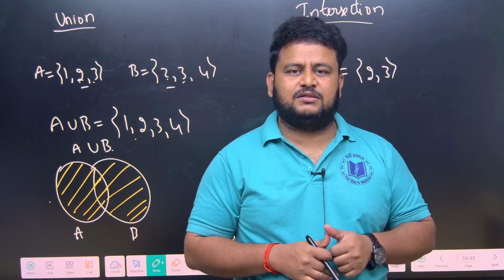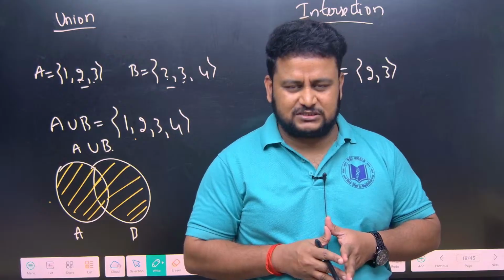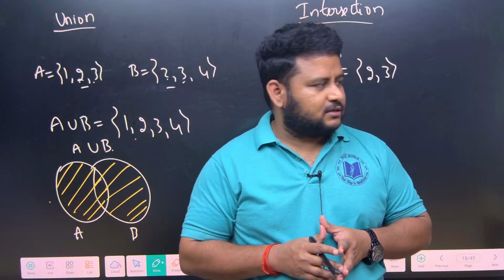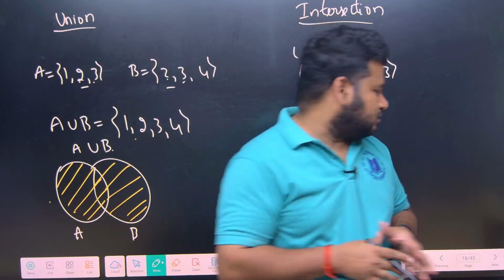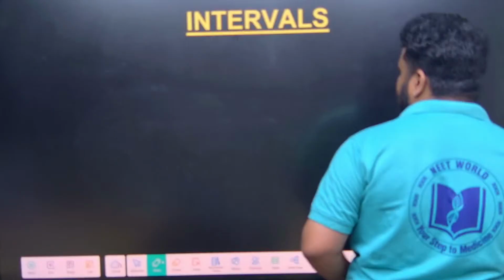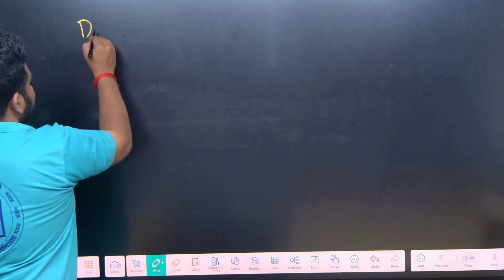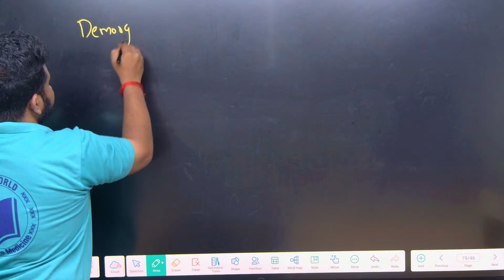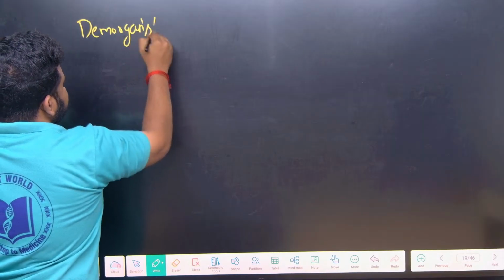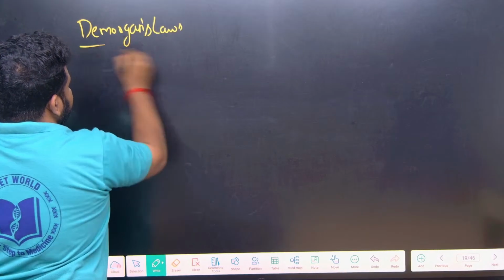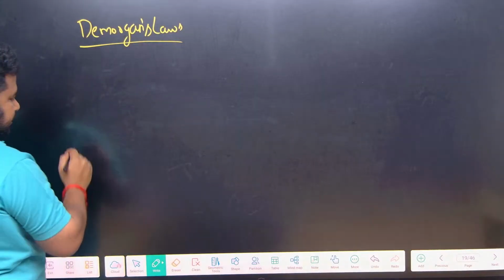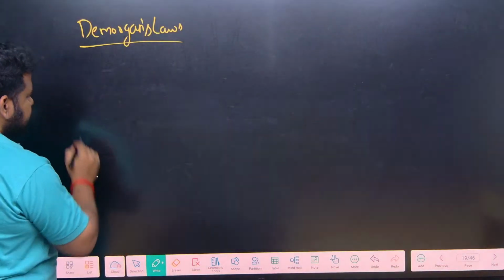So there is one law called De Morgan's law and some properties. Let me explain that. De Morgan's law, let me write it here. Just make a note of it. It is highly useful in sets and relations, but especially useful in probability. Certain properties you have to write down.